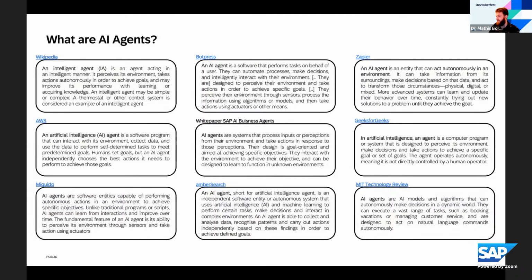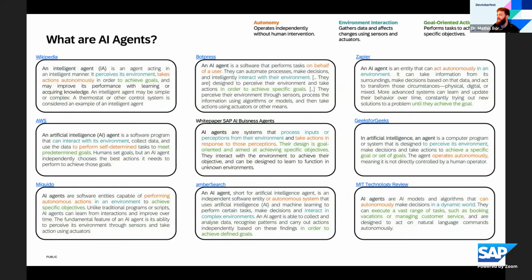You don't have to read the definitions here, but what stands out is that all of the definitions have 3 common characteristics of systems, characteristics typical for an AI agent. The first one is autonomy. The system needs a certain level of autonomy. It has to operate independently without human intervention.